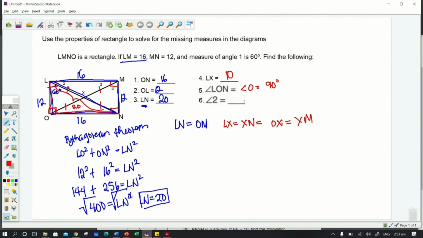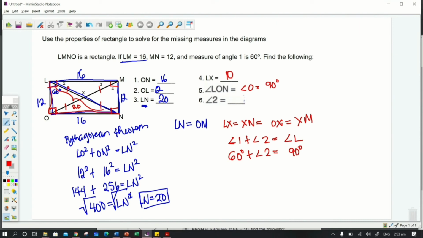Now, doon naman tayo sa number 6. What is the measure of angle 2? Since meron tayong angle 1 which is 60 degrees, alam natin that angle L is 90. So we have angle 1 plus angle 2 is equal to angle L. Si angle 1 may sukat na 60 degrees plus we're looking for the measure of angle 2. Then we have angle L.